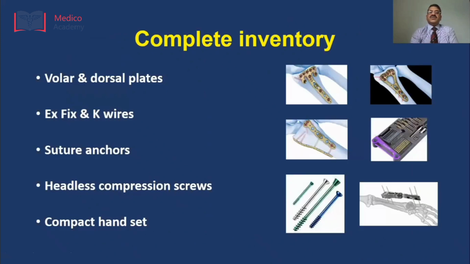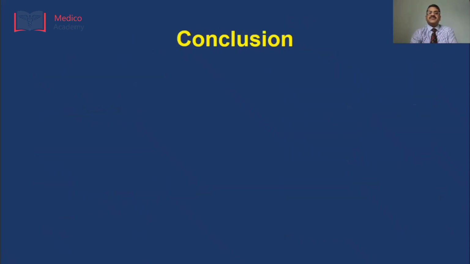So in conclusion, when you're dealing with distal radius fractures, you've seen that there are various types and various patterns. So when you're dealing with them, you need to have a complete inventory of implants, which includes volar and dorsal plates, external fixators, K-wires, even suture anchors and headless compression screws, and maybe sometimes something like a compact hand set, which uses small mini screws to tackle smaller fragments.